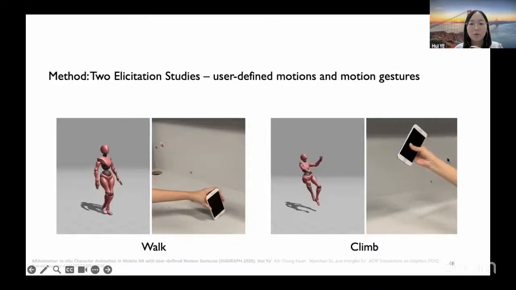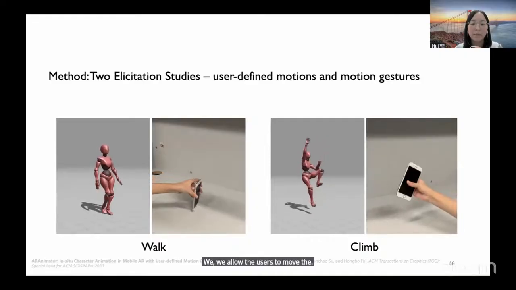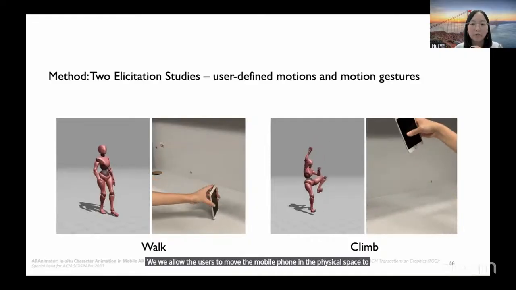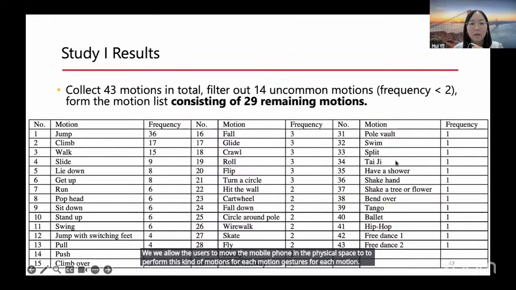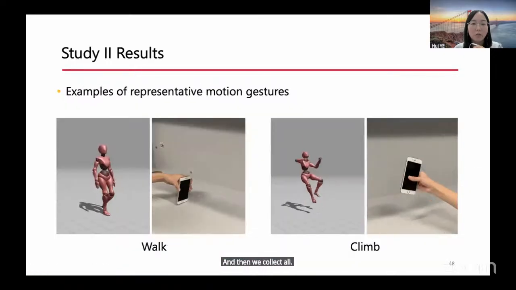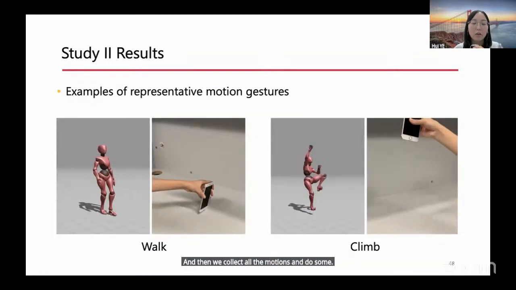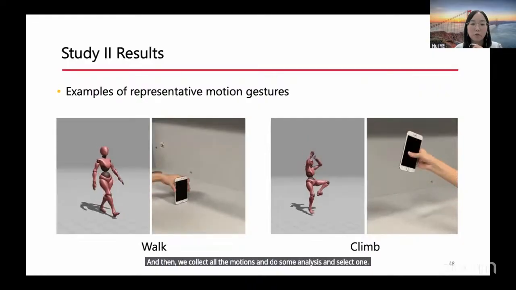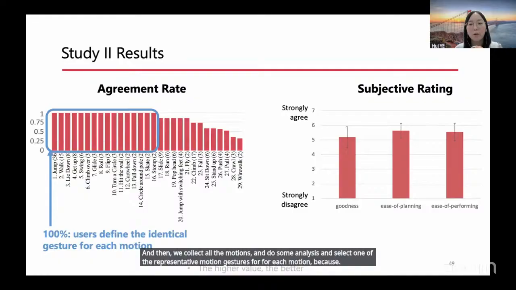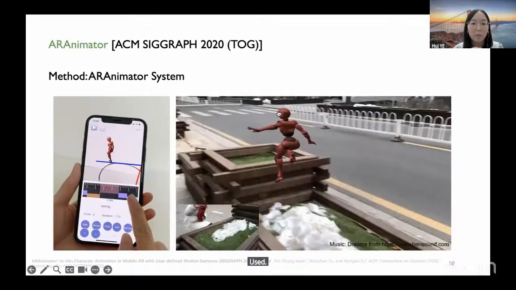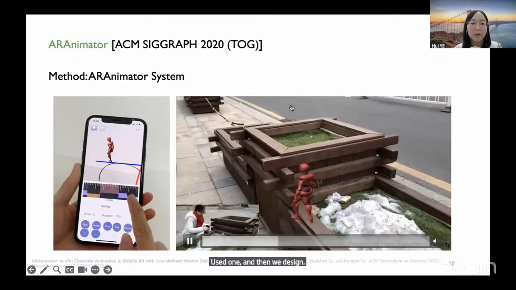We allow the users to move the mobile phone in the physical space to perform this kind of motions for each motion. And then we collect all the motions and do some analysis and select one of the representative motion gestures for each motion, because for the same motions, users may define different gestures, but we select the most commonly used one. And then we design and develop the AR animator system.